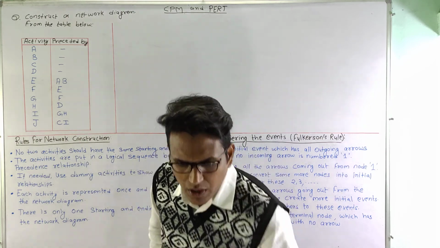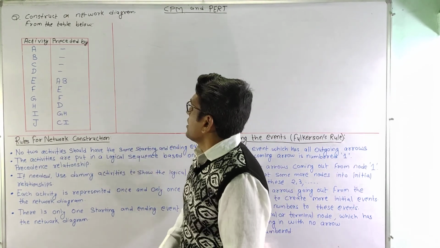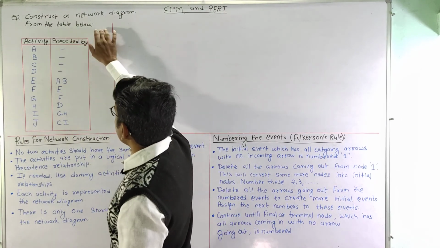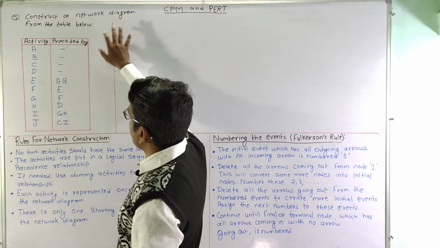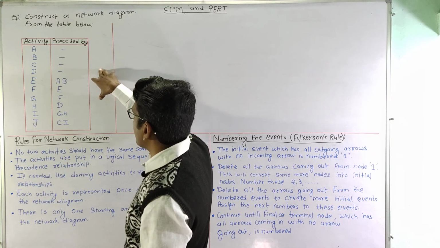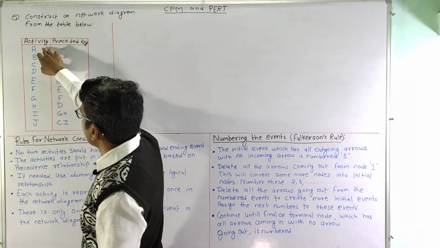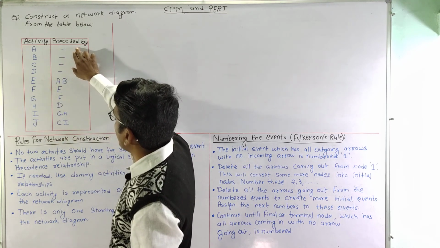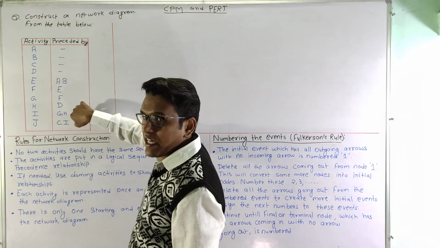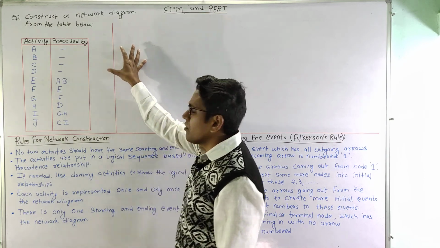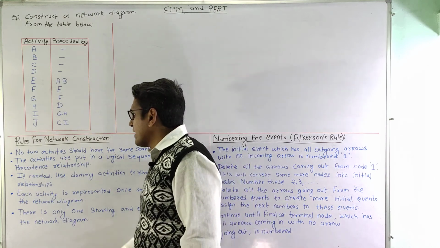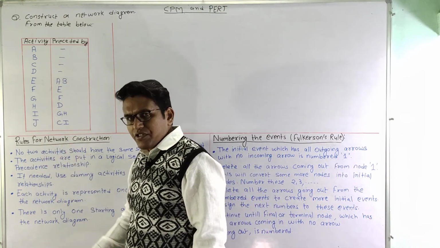So let's move on to the problem here. Here we have one problem where we need to construct a network diagram from the below table, and as we see in this table, there are activities given and the activities are preceded by certain activities. Before moving on to construction of the network diagram, let us understand the rules for network construction.